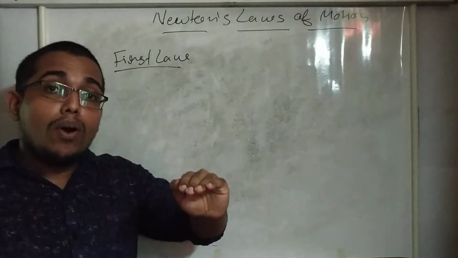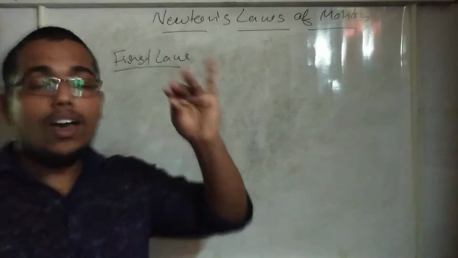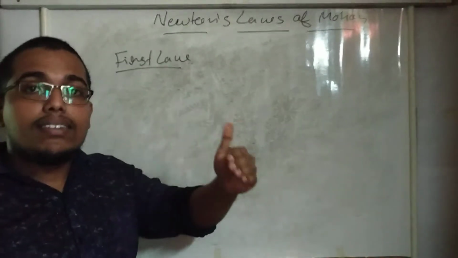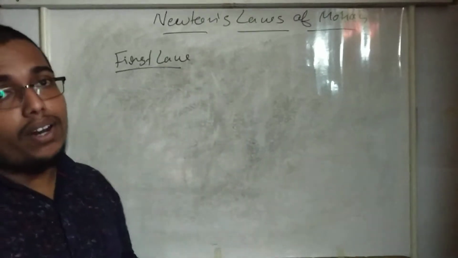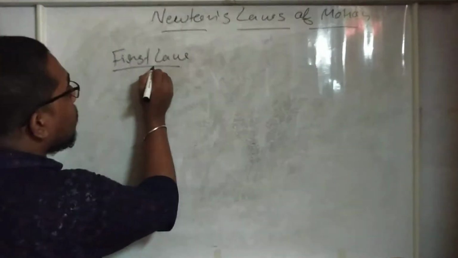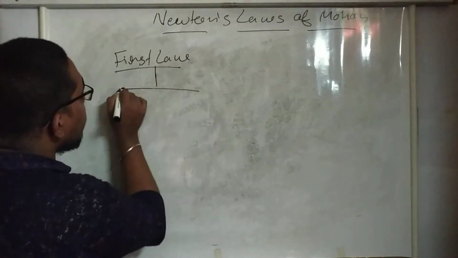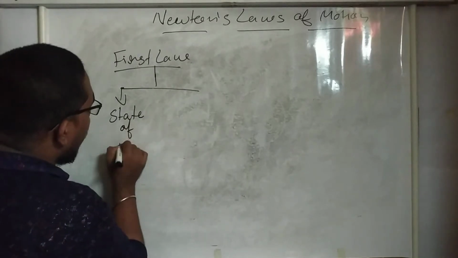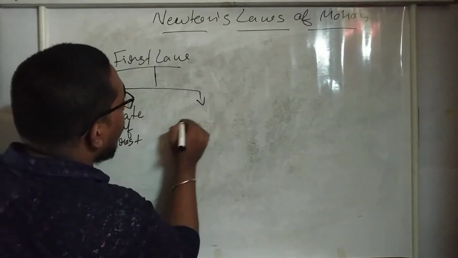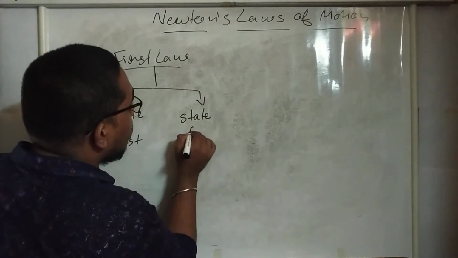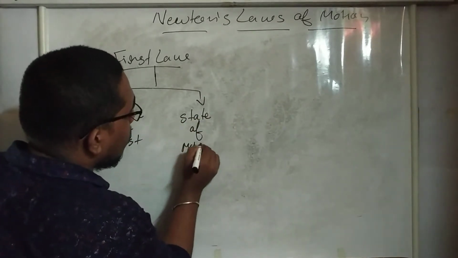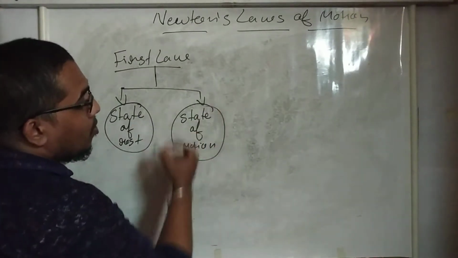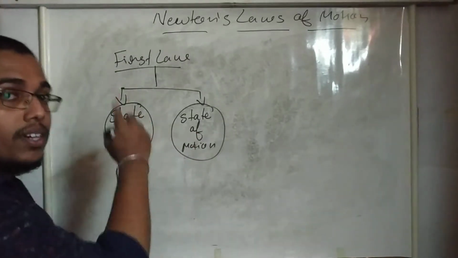Once again, every body continues its state of rest or of uniform motion along a straight line unless it is compelled by an external unbalanced force acting on it. Okay. Actually this law can be divided into two: the first point, the state of rest, and the second point, the state of motion. These are the two different parts of the first law.